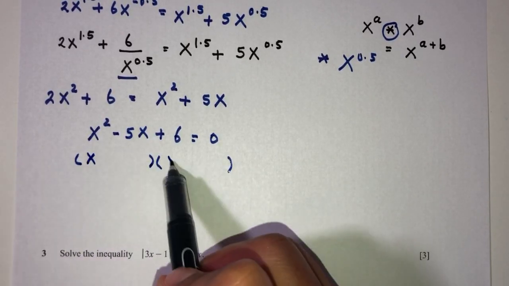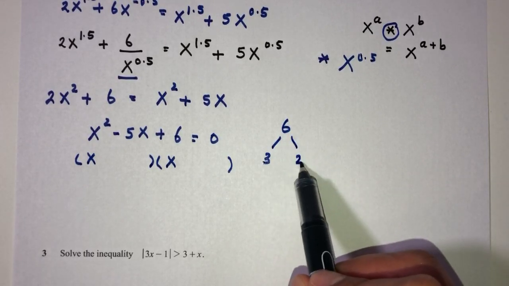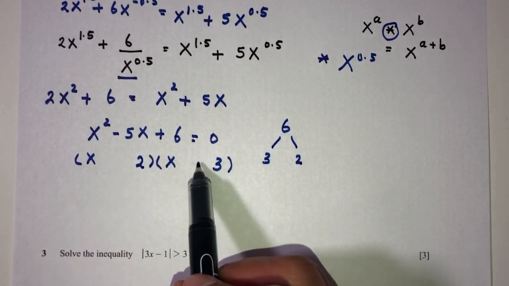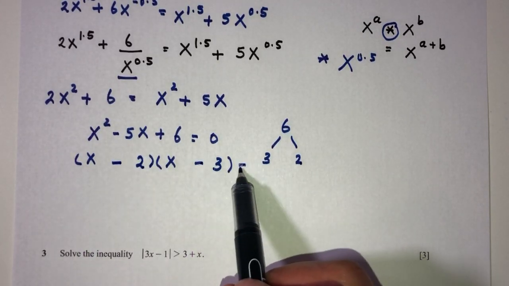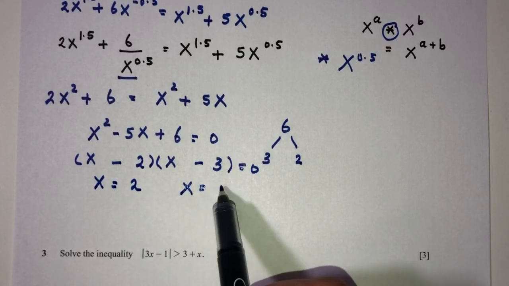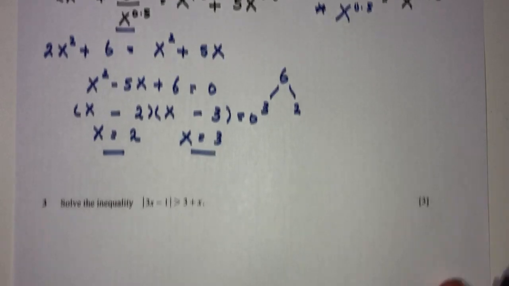Now be x times x. 6 is 3 times 2. I can write 3 here and 2 here. To get minus 5, we have to have minus 3 and minus 2. So x will be 2 and x will be 3. And this is your answer for question number 2.